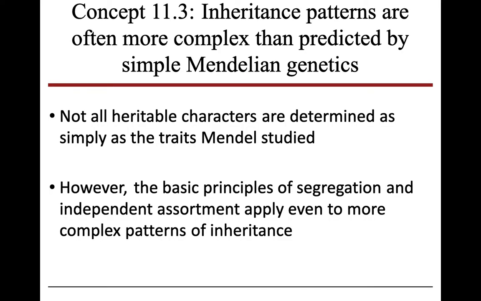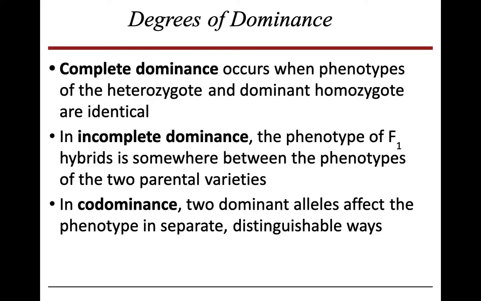So there are some inheritance patterns that are a little bit more complex. Not all heritable traits are simply complete dominance traits. One of them is incomplete dominance, where the phenotype of the F1s is between the two parental varieties. Snapdragons that are pink from a parent that's red and white is a good example of this.